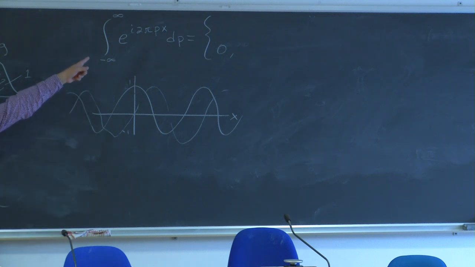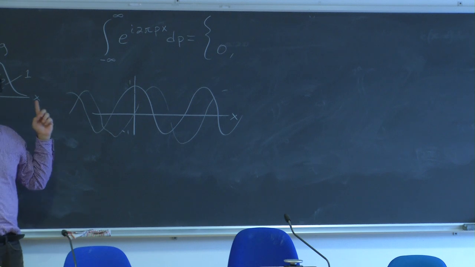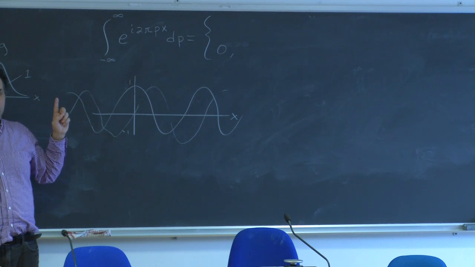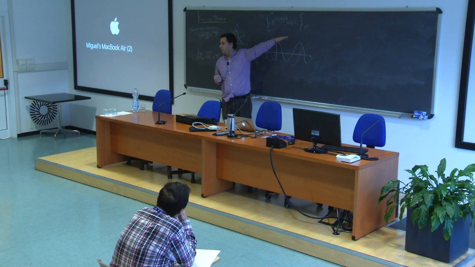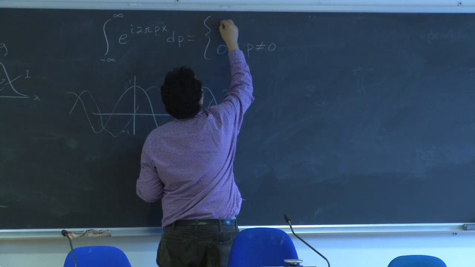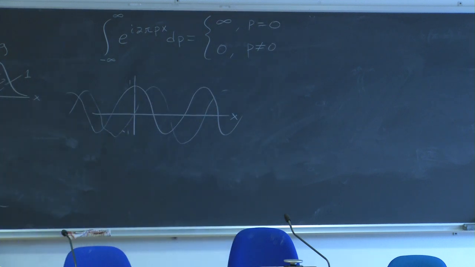There's one value of that parameter p that would change this. Because p tells you how fast or how slow this sine goes. What value of p is special? Zero. If p is 0, what happens to this exponential? It's 1. So this doesn't oscillate. What is the area from minus infinity to infinity of 1? Infinity. So this is 0 if p is different than 0, and is infinity if p is equal to 0. What function behaves that way?